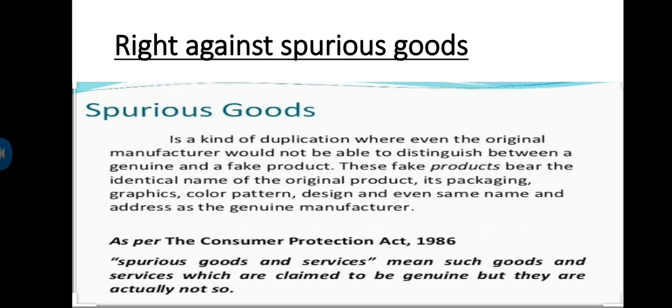Then the next right is the right against spurious goods. What are spurious goods? It is a kind of duplication where even the original manufacturer would not be able to distinguish between a genuine and a fake product. These fake products bear the identical name of the original product, its packaging, graphics, color pattern, designs, and even the same name and address as the genuine manufacturer. This is called spurious goods. As per the Consumer Protection Act 1986, the old act, spurious goods and services mean such goods and services which are claimed to be genuine but are actually not so. That means these are fake goods.